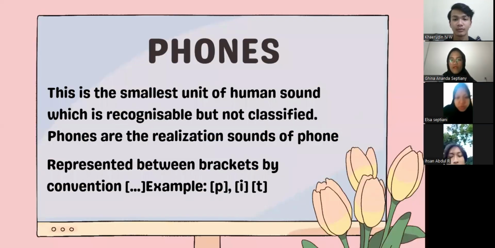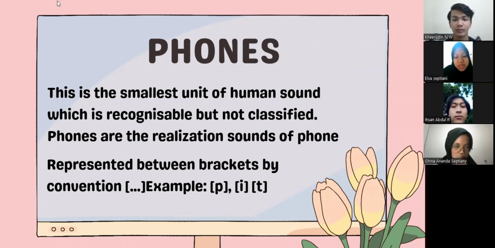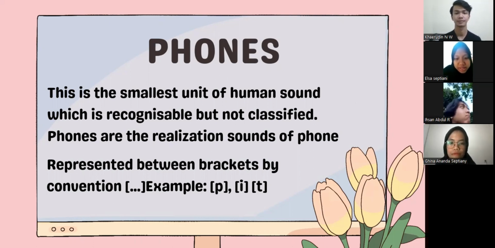So now we want to talk about phones. A phone is the smallest unit of human sound which is recognizable but not classified. Phones are sounds of language produced by speech. This is the real or actual sound of a word that you can hear. Phones are the realization of phonemes. When you pronounce phonemes, they become phones.